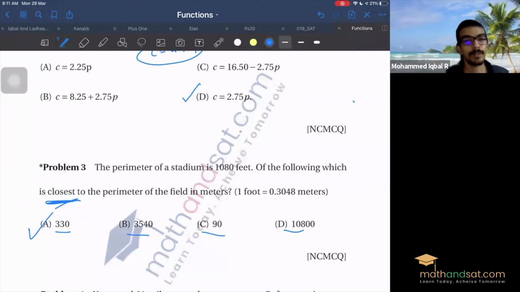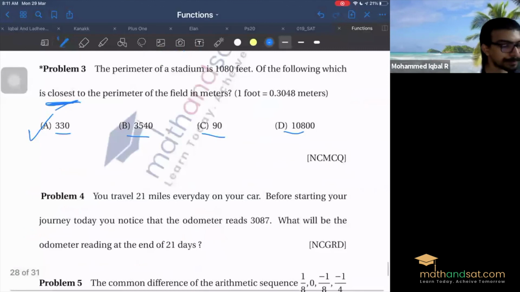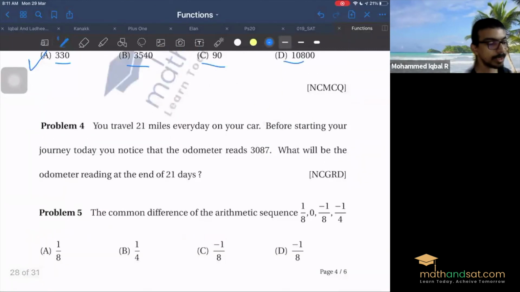Cool. Let's go to the next question. You travel 21 miles every day in your car. Suppose you are traveling to school and coming back in your car. You are traveling every day for 21 miles. Before starting your journey today, you notice that the odometer reads 3087. What will be the odometer reading at the end of 21 days?